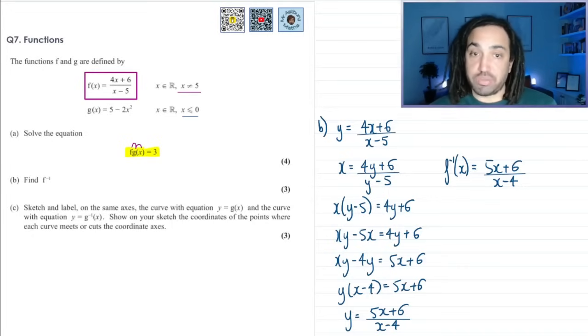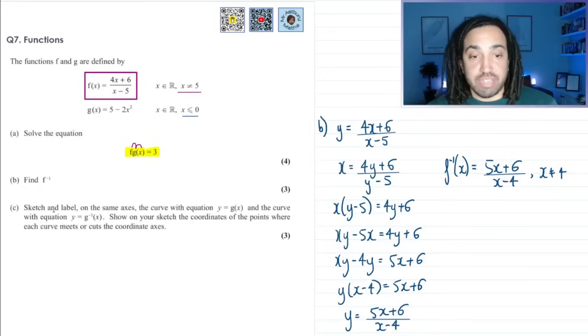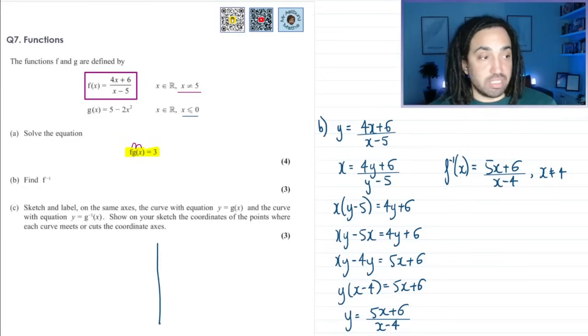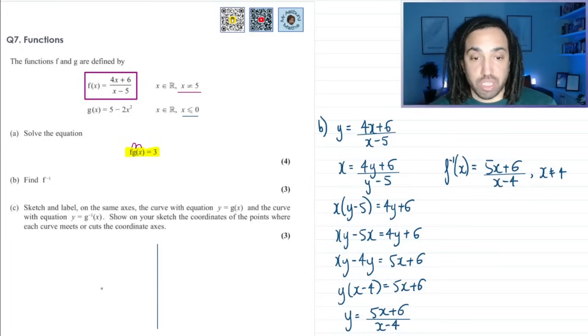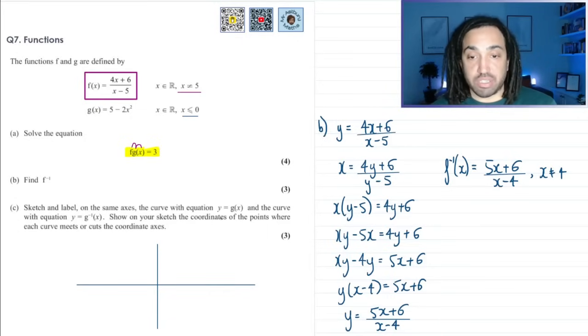So over here on this one, the only stipulation we need to write is that x cannot equal 4 because of the bottom. Again, you can't divide by 0. So that is the restriction on this particular inverse function. Okay, perfect. Now it says sketch and label on the same axis the curve of y is equal to g of x, and also the curve of the inverse function of g of x. Show your sketch and the coordinates of the points where each curve meets or cuts the axis.